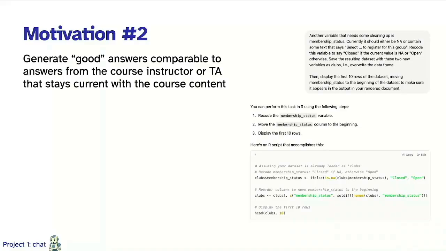In my opinion, one of the challenges of the wild, wild west of all the LLM tools out there is that they will happily give answers to you, but they're sampling from this much wider space than my course alone. So here's an example of how you would do a particular task in R. In this case, we're trying to fix or clean this membership status variable, for example.